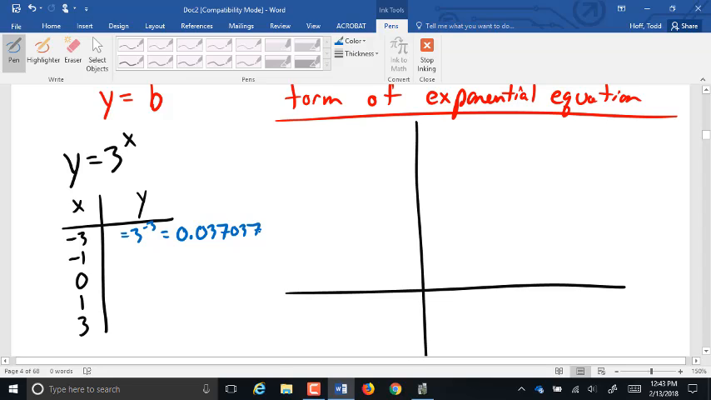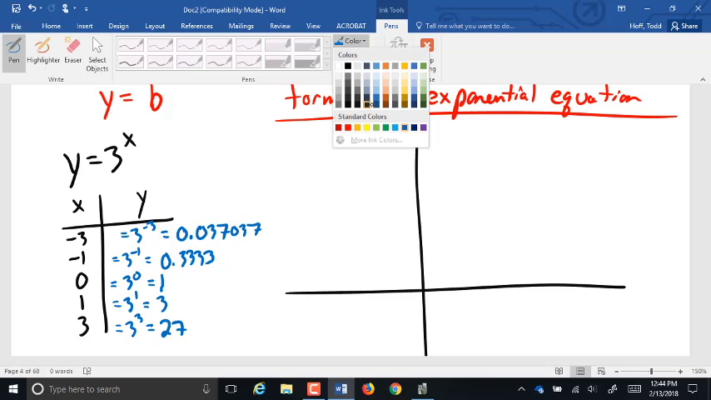If x is negative 1, y is 3 to the power of negative 1, which of course is 0.33333333. If x is 0, y is 3 to the power of 0, which is 1. If x is 1, y is 3 to the power of 1, which is 3. If x is 3, y is 3 to the power of 3, which is 27.